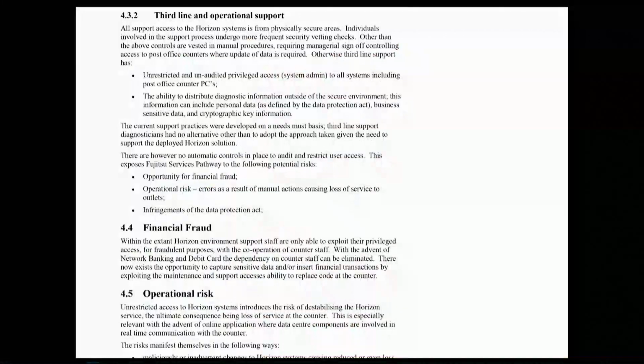Were you aware that you underwent more frequent security vetting checks than some other unnamed people? No, I know I was vetted when I first joined, but I wasn't aware of being re-vetted in the 16 years afterwards. Yes. Other than the above controls, are vested in manual procedures requiring managerial sign-off, controlling access to post office counters where update of data is required.